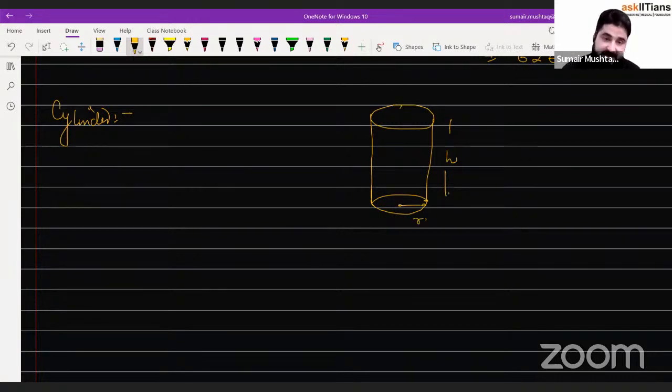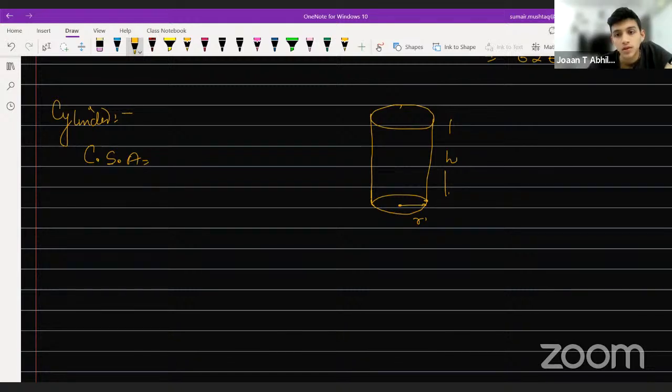First of all, does it have a curved surface area or a lateral surface area? So it has a curved surface area. What will be that curved surface area? The circumference of the circle into the height. That is 2 pi r h. And most of the time you can use this as the circumference of a circle into height, right?